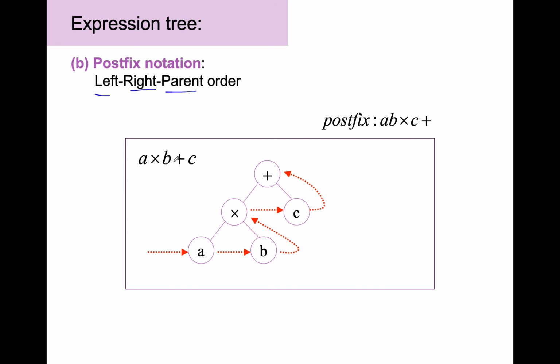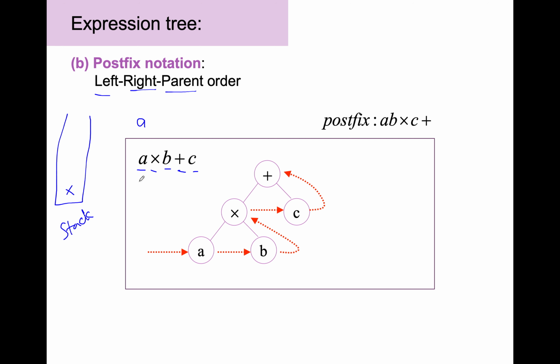This is the first example: A multiply with B plus with C. So first of all, you're going to do left. A is your first variable. After that, you meet the operation, which is your multiplication. So you will push it into your stack. You're going to store it first, because the parents will come later after that.